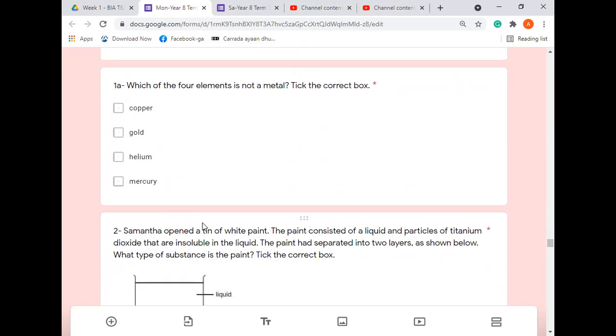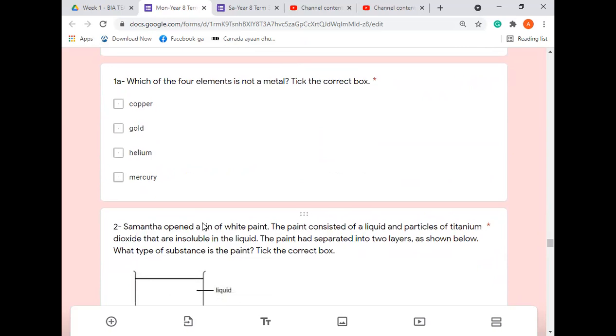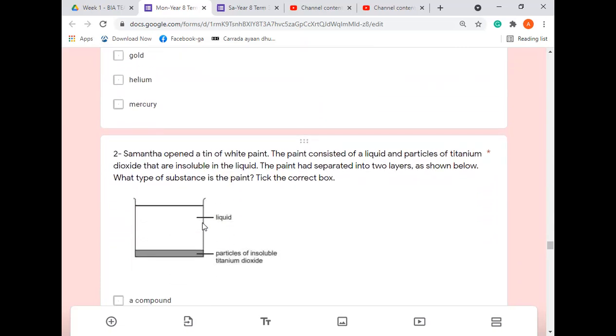Question 1A, which of the four elements is not a metal? So which of the four elements is not a metal? Copper, gold, helium, and mercury. Samantha opened a tin of white paint. The paint consisted of a liquid and particles of titanium dioxide that are insoluble in the liquid. The paint had separated into two layers, as shown below.